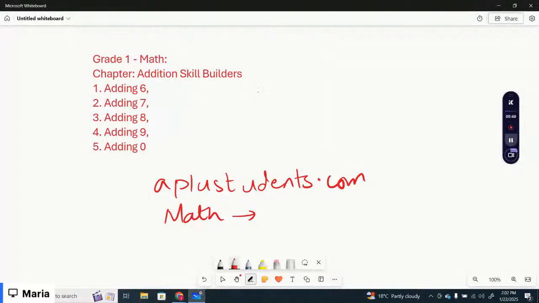There you can find a list of the chapters. We're going to start with the chapter addition skill builders. The lessons we're going to cover today are adding 6, adding 7, adding 8, adding 9, and adding 0. So please make sure you have your notebook and pencil so that you can note down the important examples and definitions as well.